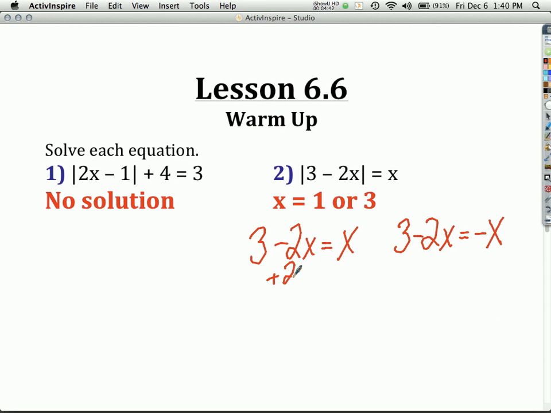Add 2x to both sides. And you get 3 equals 3x. That you can solve mentally. Add 2x to both sides. This cancels out, and you get 3 equals x.